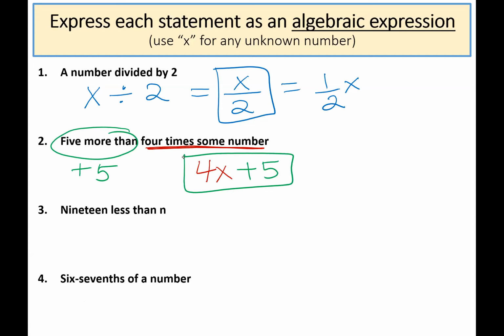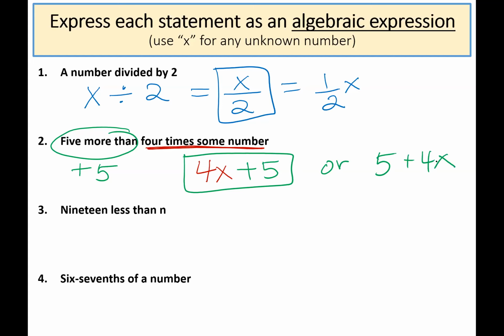Read it back one more time. 5 more than 4 times some number. So you'd start with 4 times some number, start with 4x, and then take 5 more than that, then you'd add 5. So 4x plus 5. You could also write it as 5 plus 4x. That would be okay because of the commutative property.